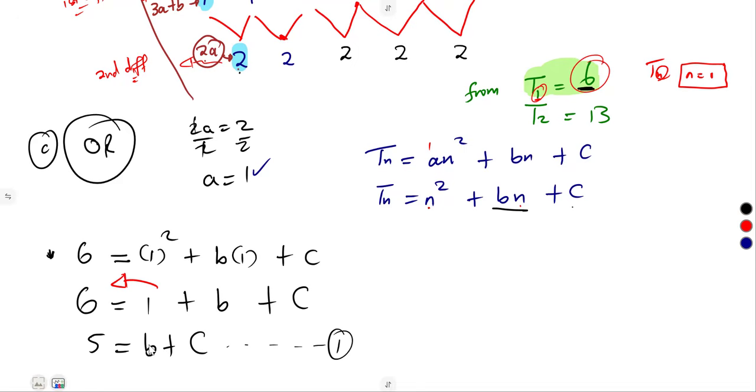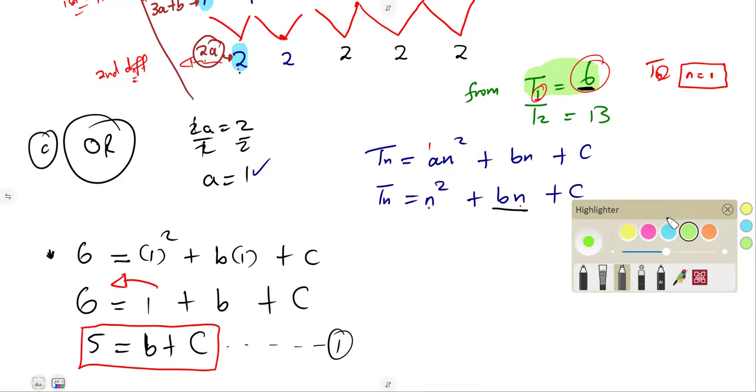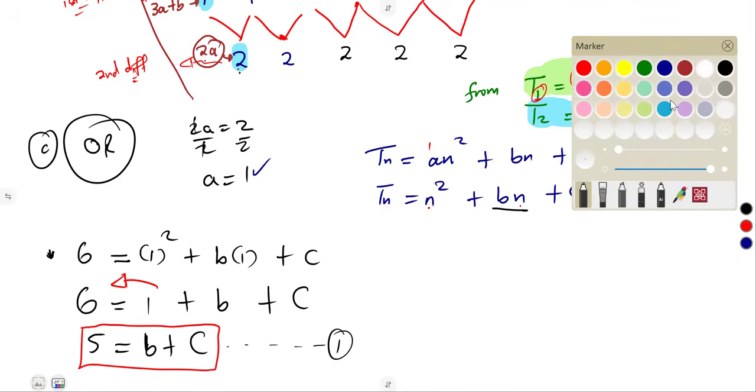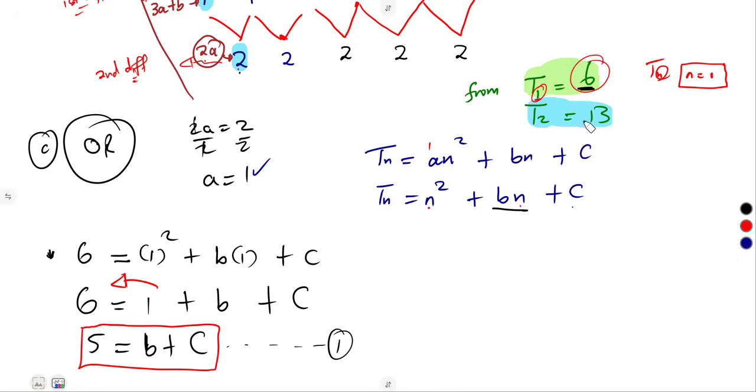A, where we've got b and c there as our two unknown values. Okay, let's do that. For T2, we are given that it is equivalent to 13, for a condition where n is equal to 2. When n is equal to 2, we must obtain 13 in place of n.